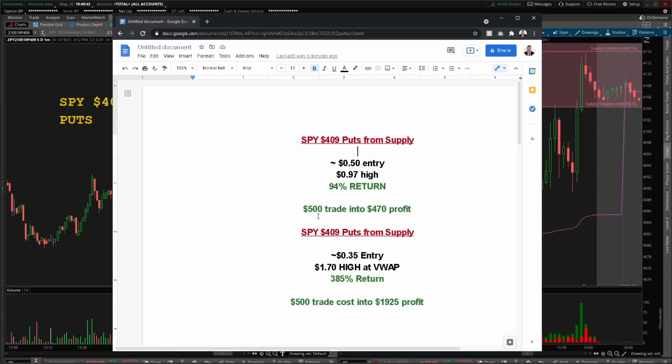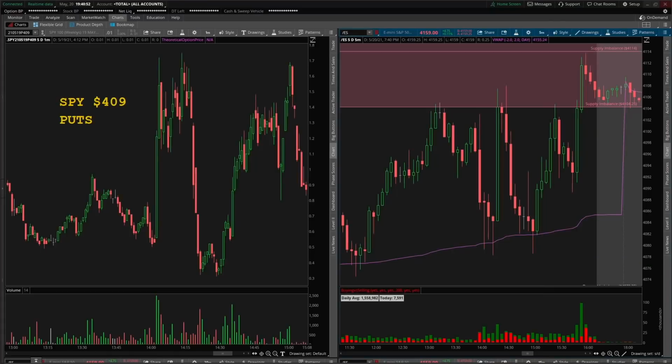So if you used $500 to put this trade on, the profit you would have made from that was around $470 from low to high. Now, even if we get a piece of that, 30-40%, that is still a quick gain in a matter of 10 minutes. Now, the market presented another good opportunity.